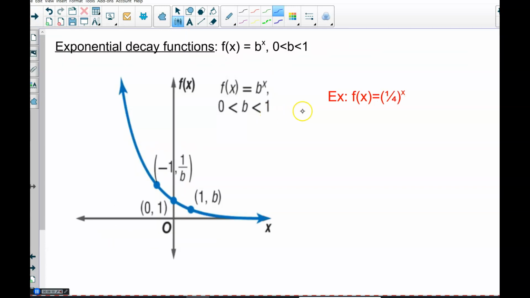And if our base is between 0 and 1, then our exponential graph exhibits exponential decay. As x increases, our y values are going to decrease exponentially. An example would be 1/4 raised to the power of x.